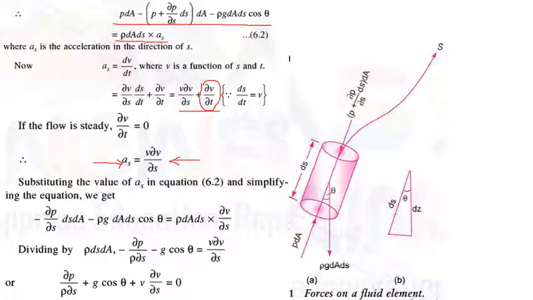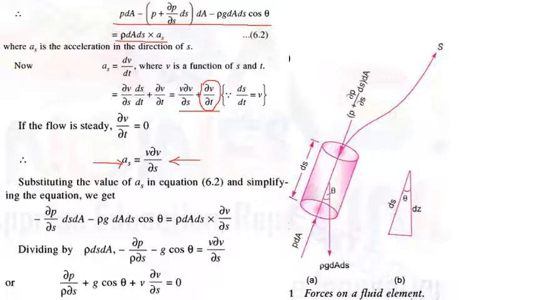So minus dou P by dou S into ds dA minus rho g dA ds cos theta, which is equal to rho dA ds into dou V by dou S. Here the equation 6.2 is simplified, that is, the bracket was there on the second term. So that bracket is opened and the denominator is multiplied. So we have here dou P by dou S into ds dA minus rho g dA ds cos theta is equal to rho dA ds into dou V by dou S.